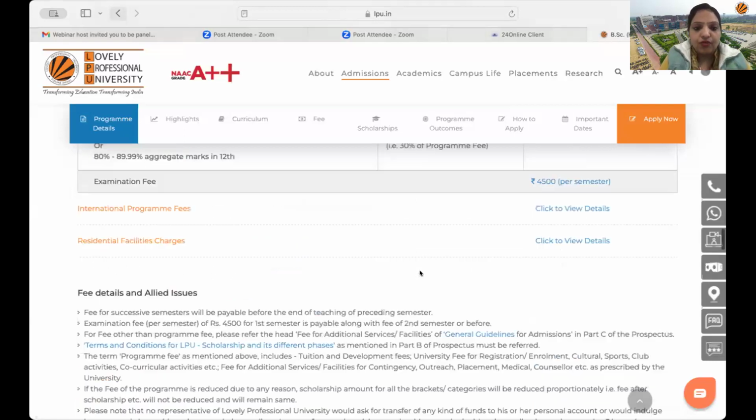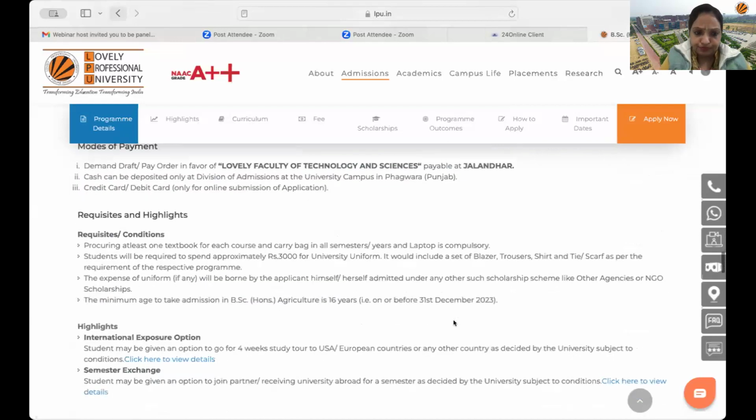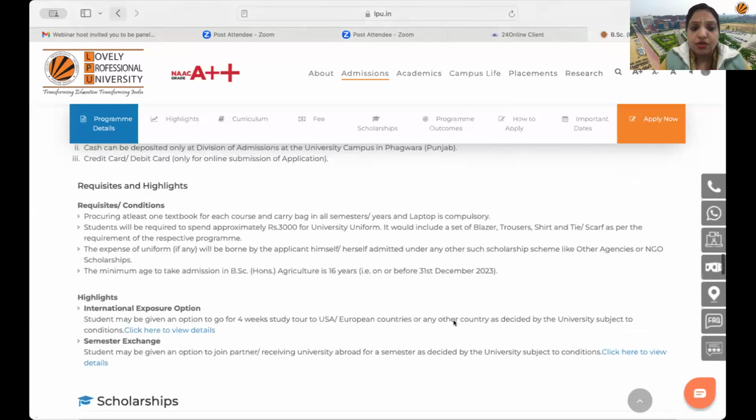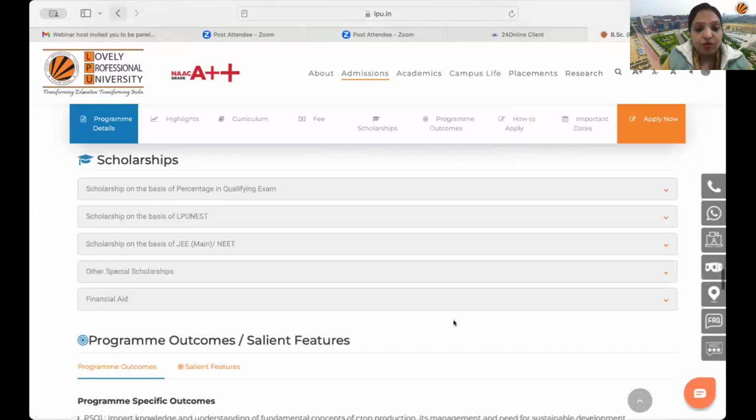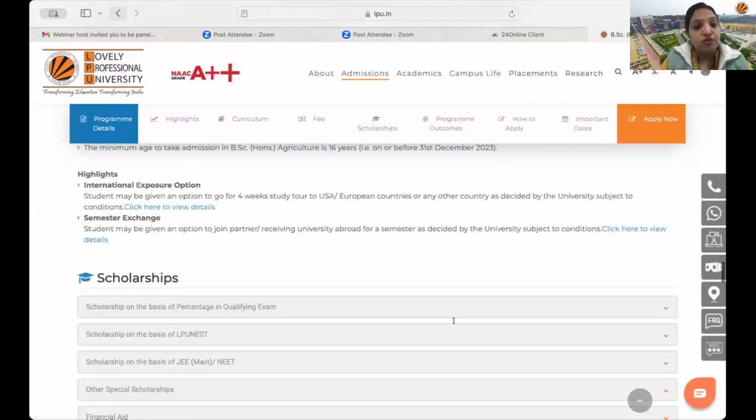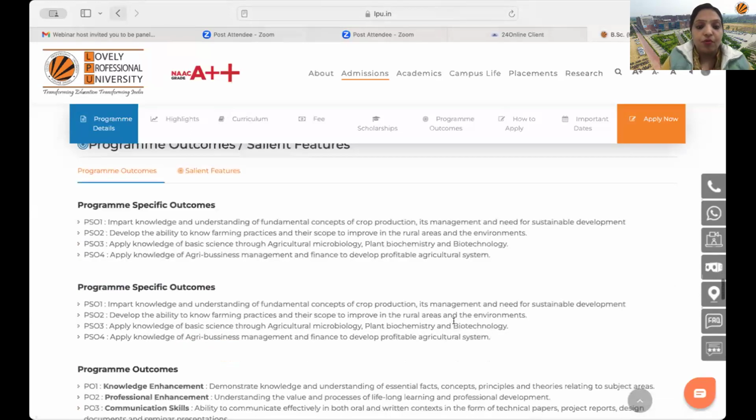So continuing with, we have the international exposure option. We have the semester exchange. One semester they can go abroad and they can visualize what the orientation is and what kind of academic inputs are provided abroad. So we have different scholarships. It is on the basis of previous percentage, on the basis of the university exam. Then as of now, we have for JEE Mains or NEET. But yes, one best scholarship will be provided.